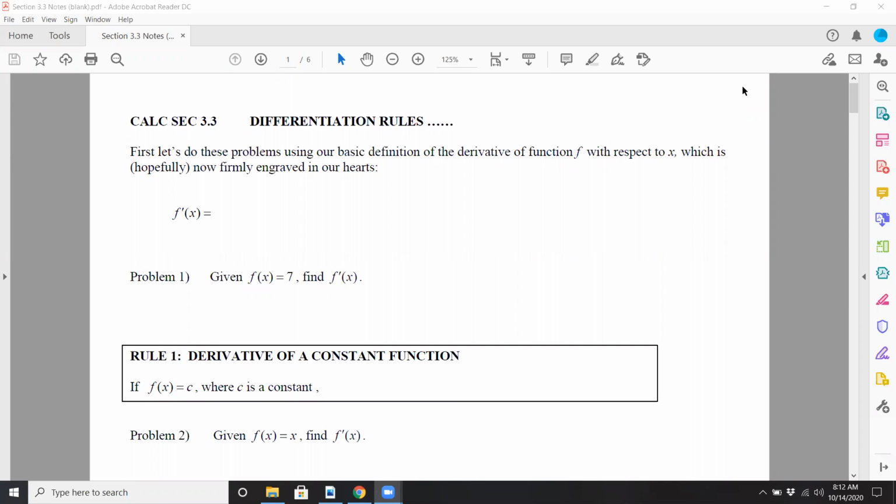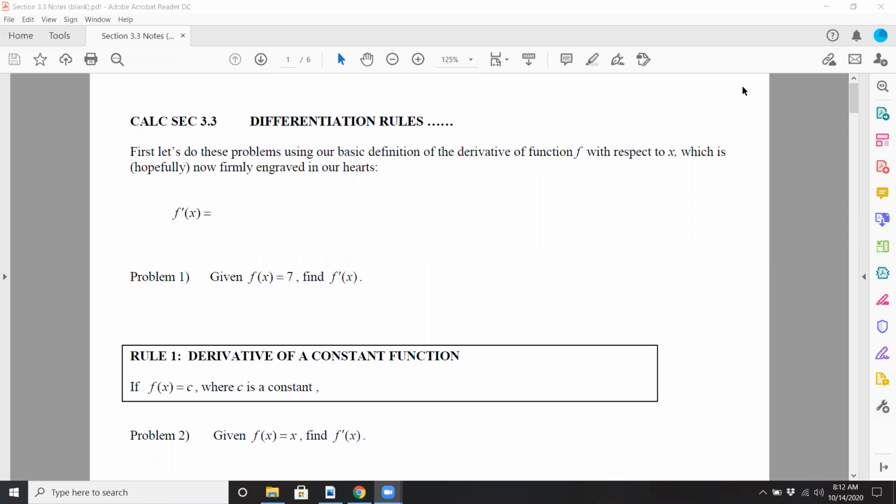Hello, welcome to a video discussing section 3.3 on differentiation rules. So here we're going to talk about some shortcuts you can use to take the derivative of a function, and I will cover up to the middle of page 3. So we're starting on page 1 here.